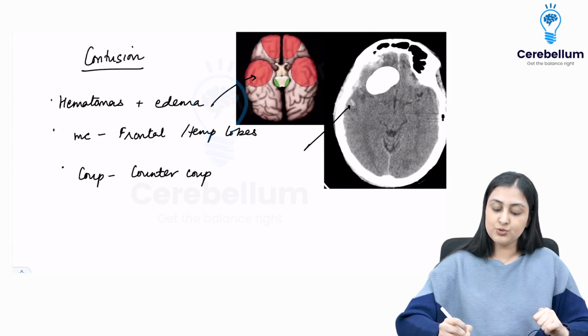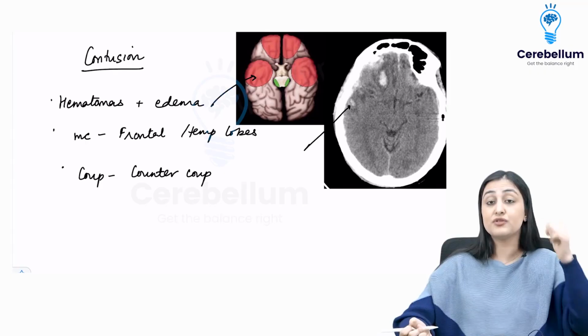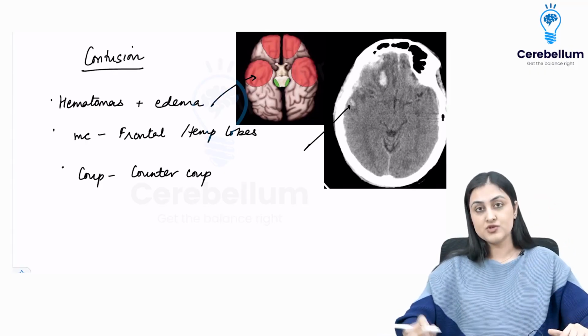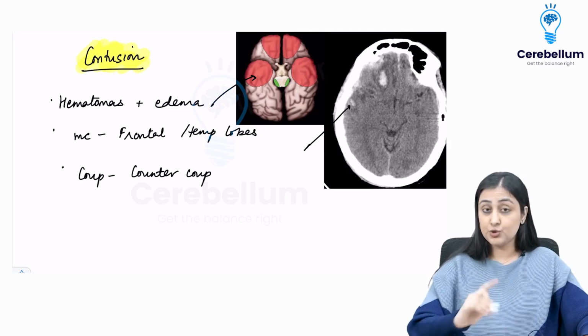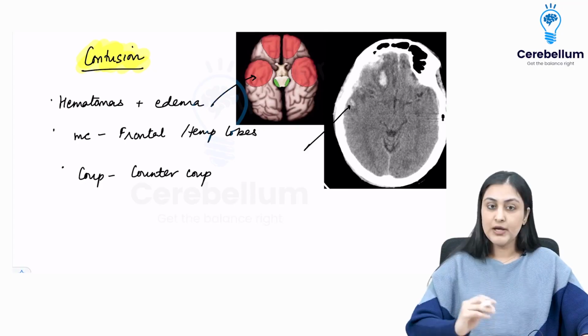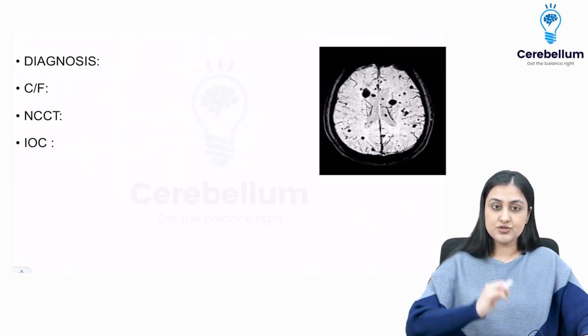So whenever you have contusion here, you should always rule out some sort of an injury on the diagonally opposite aspect. Okay, so this is about contusion. I already told you, don't confuse it with concussions. Okay, so these are contusions.